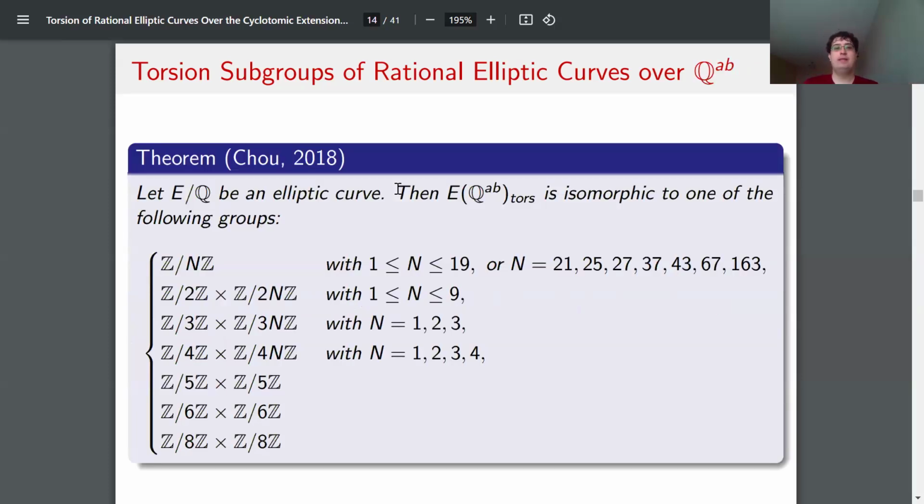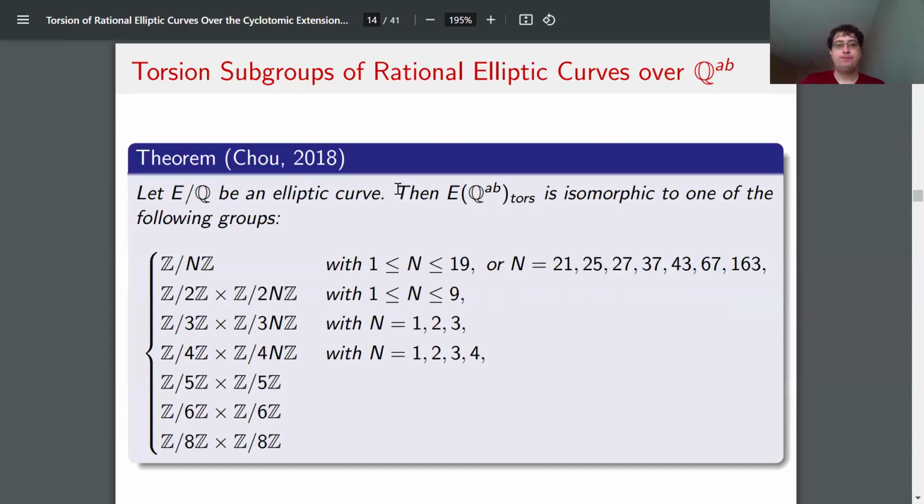Luckily for us, recently Cho proved that if E is over Q, then the torsion over the maximal abelian extension of Q is isomorphic to one of the following groups. So he made the classification. And it is actually the crux of my work. It's one of the pillars. So I'll try to expand on his result.